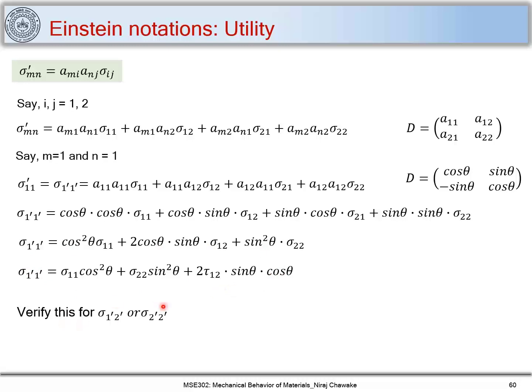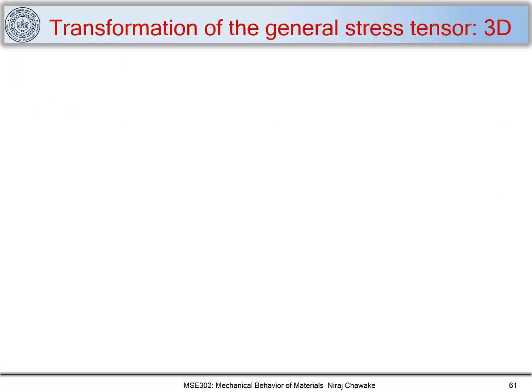So now you verify this for sigma 1 dash 2 dash or sigma 2 dash 2 dash and see for yourself whether you get the same relations that we have found for sigma 1 dash 2 dash and sigma 2 dash 2 dash. So this was the utility of Einstein notation. You can write all these big terms using one compact term. So let's move on, and we have studied this now for 2D stress state.